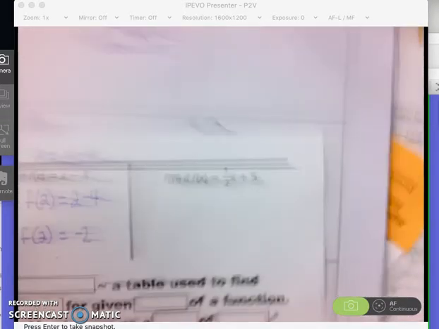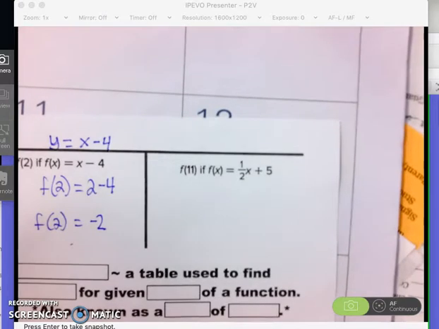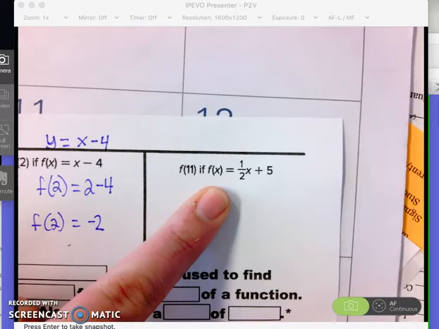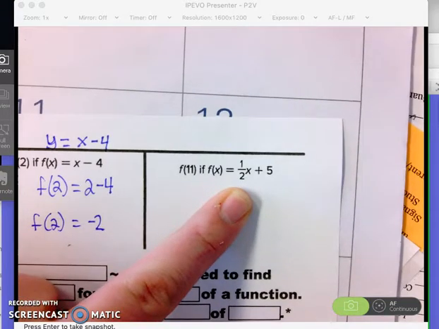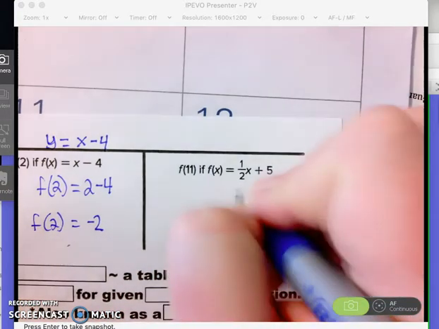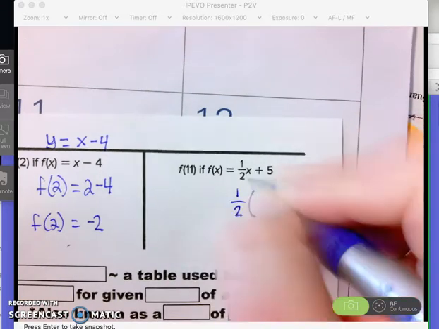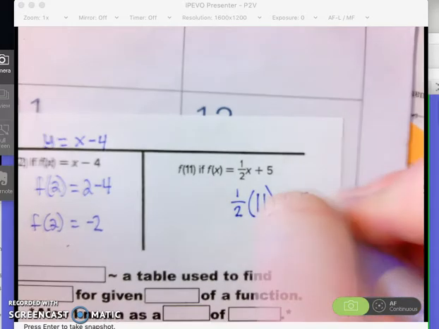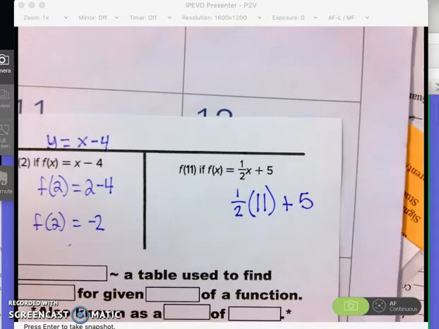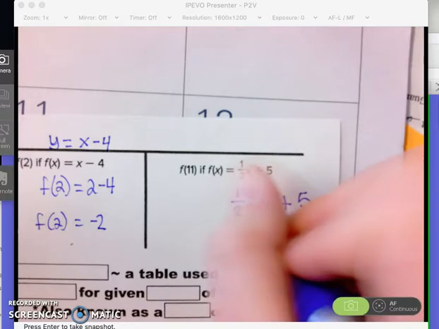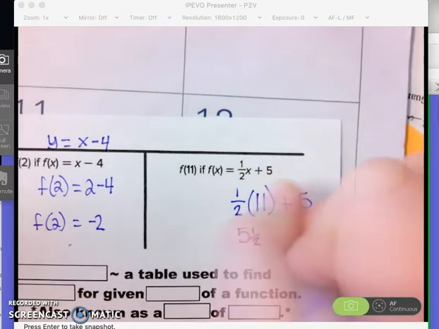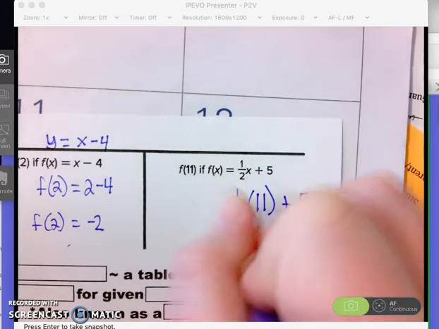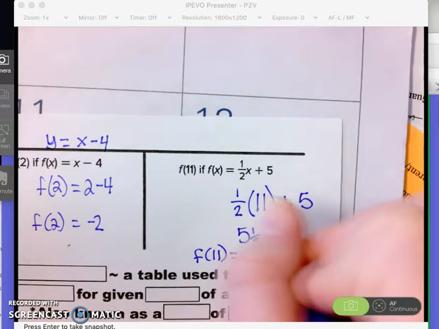Okay, let's try another one, a little harder. f of 11 if f of x is equal to 1/2 x plus 5. So we're going to do 1/2, and then instead of x, I'm going to write that 11, and then plus 5. And what is half of 11? That would be 5.5, and then plus 5. So f of 11 is equal to 10.5.